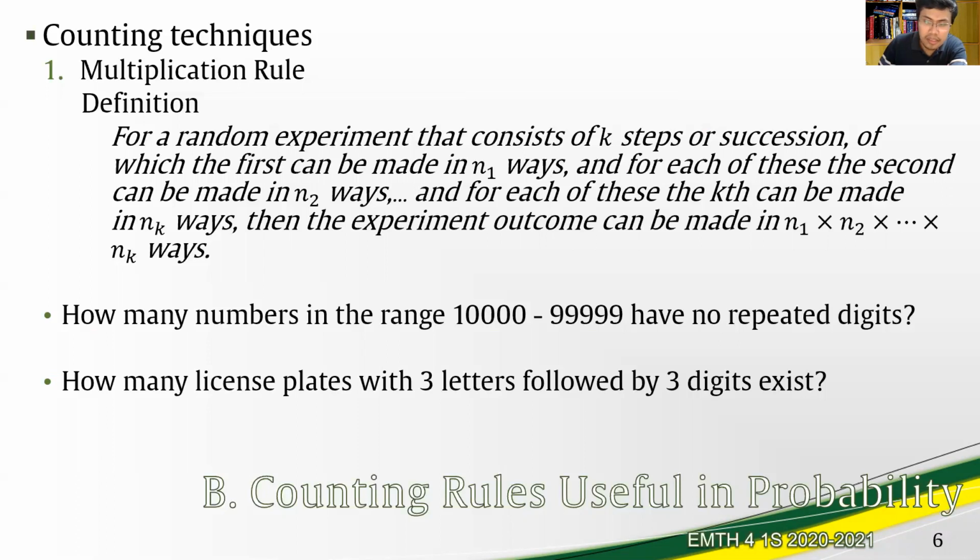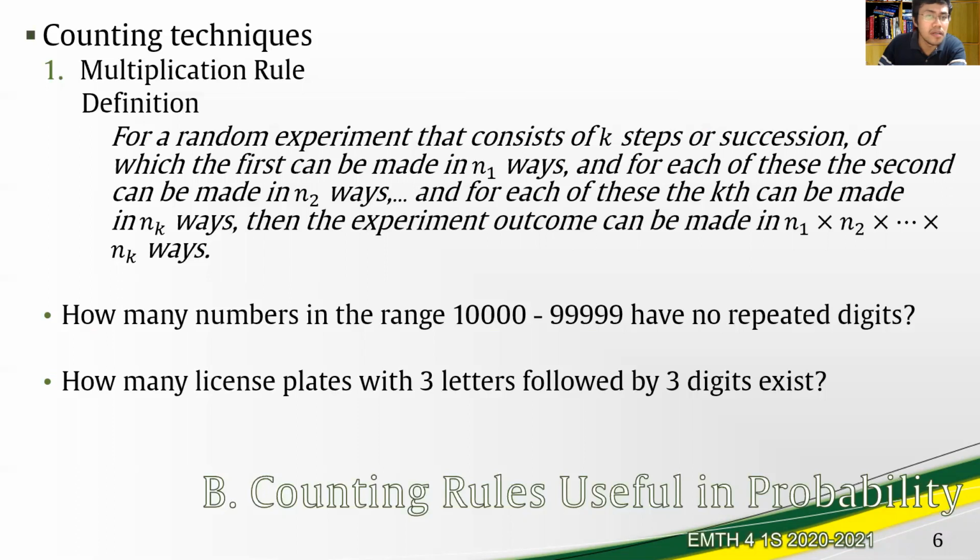The multiplication rule is a mathematical approach to the tabular and tree diagram, and it's a way to simplify the notation. It is defined such that a random experiment with k steps or succession, of which the first can be made in n1 ways, and for each of these, the second can be made in n2 ways, and for each of this, the kth can be made in nk ways. Then the experiment outcome can be made in n1 times n2 times all the way to nk ways. Until the last or kth step or succession can be made in nk ways for the outcomes. So just before it, we have k minus 1.